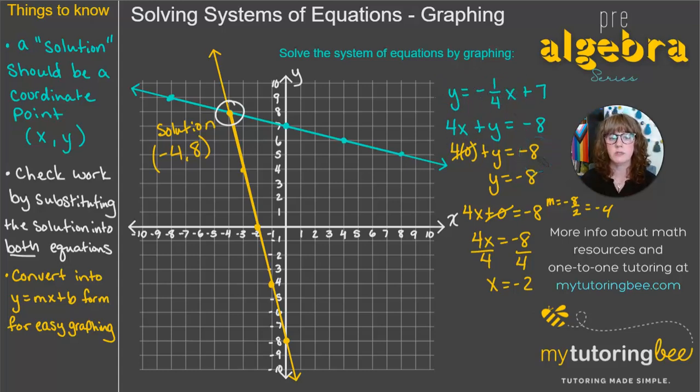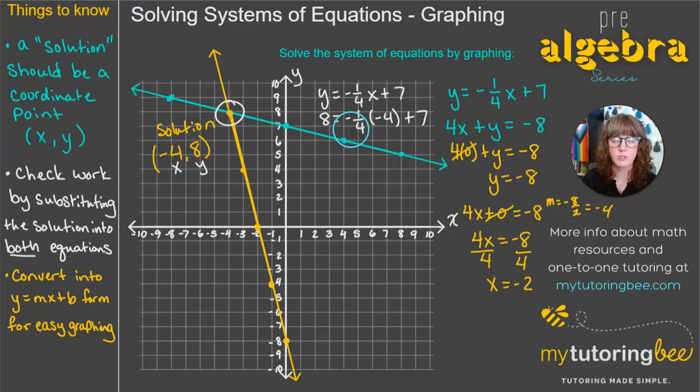So what I want to do is take this x, y coordinate, substitute those numbers into my equations just to check and make sure that I have everything correct. So I'm going to go ahead and start with this first equation. So we've got y equals -1/4 x plus 7. My y coordinate that I want to check is 8. My x coordinate that I want to check is -4.